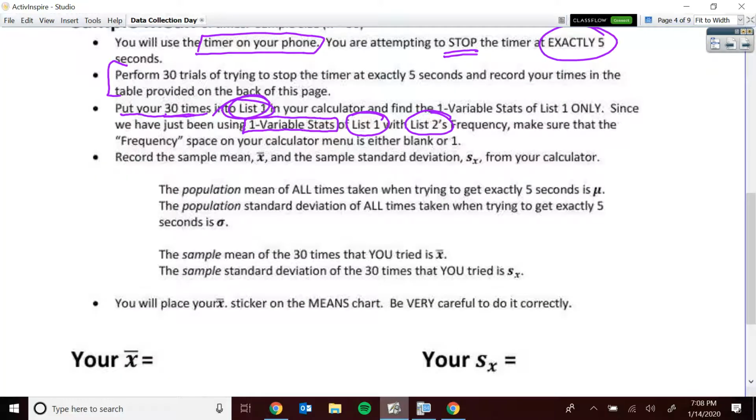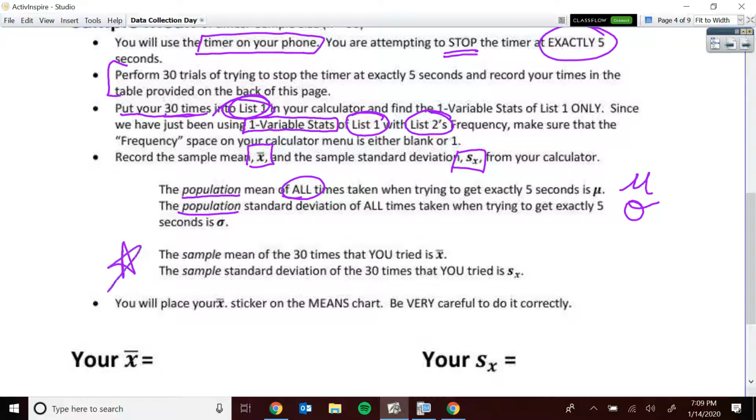All right. When you are finished, you will get your sample mean and your sample standard deviation. Let's take a look at that notation, because remember, one of our other goals is to talk about the difference between the sample and the population. If we were averaging all of Aledo ISD students' times to get to 5 seconds, that would be a Greek letter mu, and the whole population would have a standard deviation of sigma.